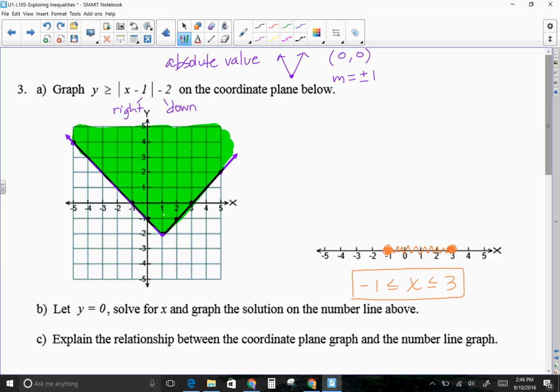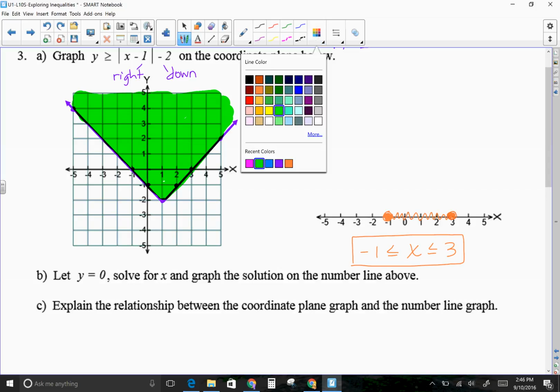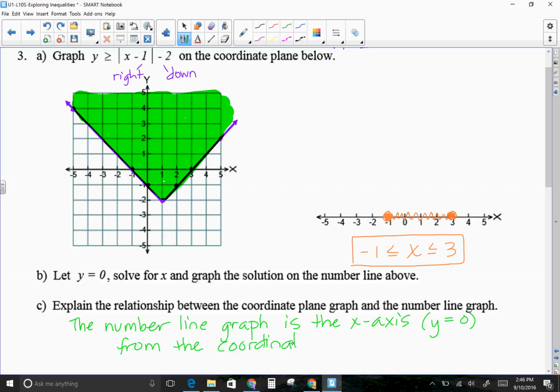Okay, explain the relationship between the coordinate plane graph and the number line graph. Okay, so what is that relationship? As we said before, the number line graph is the x-axis, which is where y equals 0, from the coordinate plane graph.